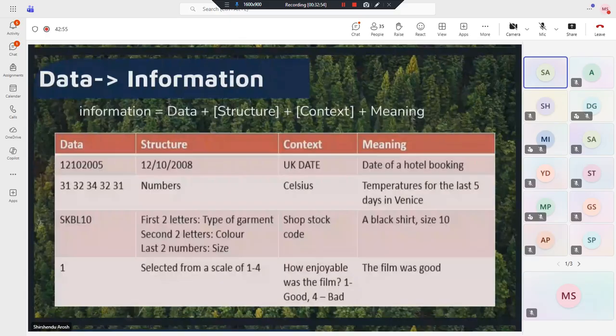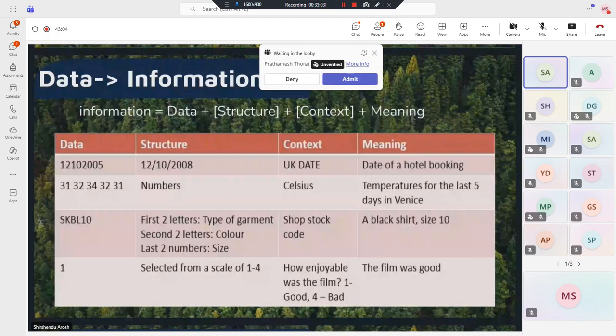Suppose the data structure is given: first is the month, then the date, then the year, right? As you see in many places, it is shown as MM DD YY, or YYYY, where four Y's should be there. It is MM or DD. These things need to be taken care of.